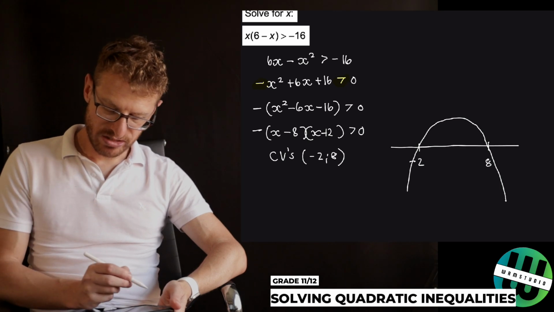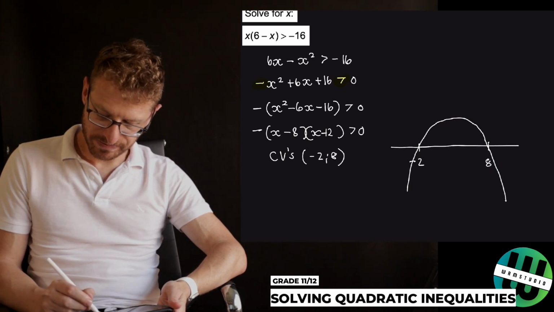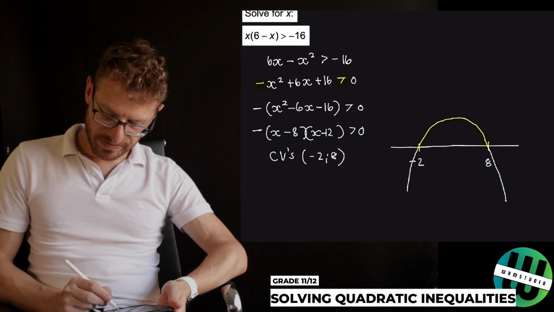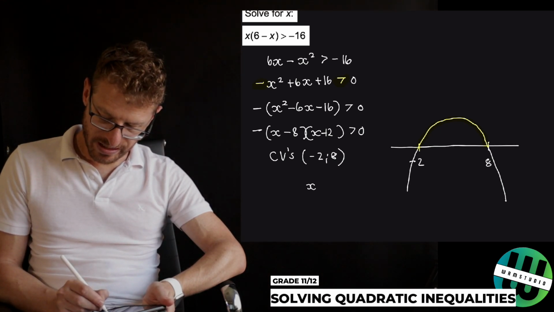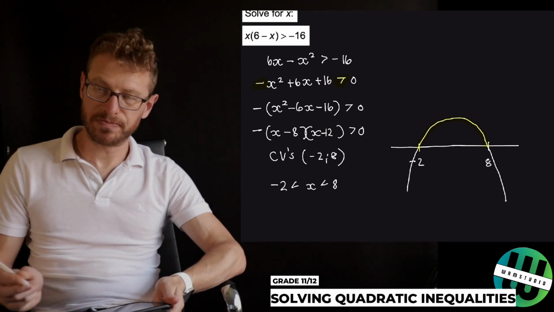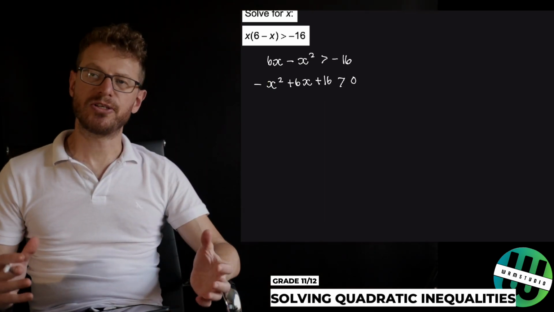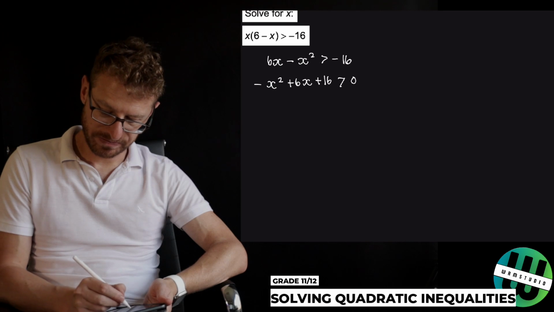And now I need to see where this is true for values that are greater than 0. Greater than 0 means it is going to be above the x-axis right there. So x should be less than 8 and greater than negative 2. And there's my answer.